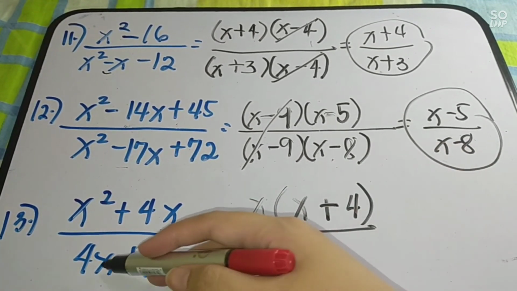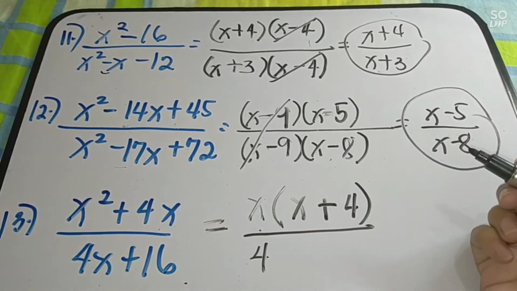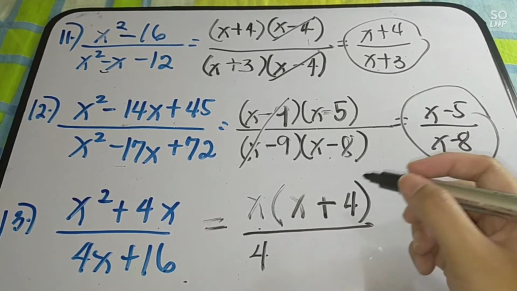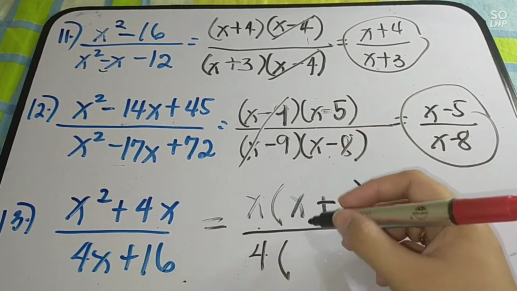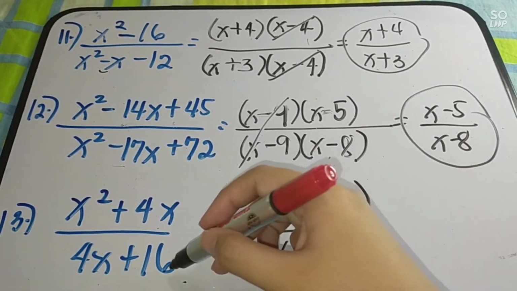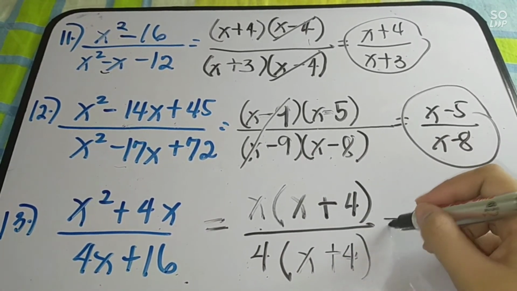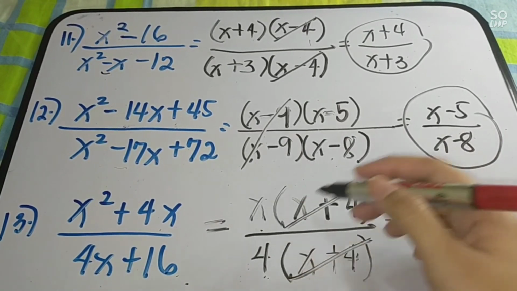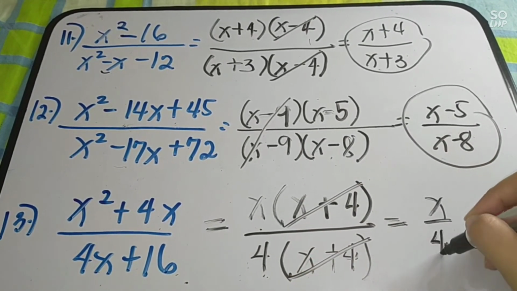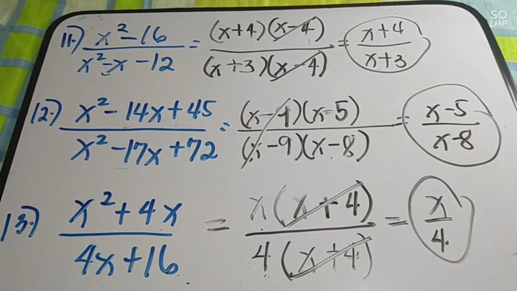Over. Common ulit. 4, tsaka 16. So, you have here 4. 4 ang common sa kanila. Divisible by 4. Open parenthesis. 4x divided by 4, the answer is x. Next, 16 divided by 4, the answer is positive 4. It is equal to, cancel out x plus 4, matitira is x over 4. So, that is it. Let us have another example.